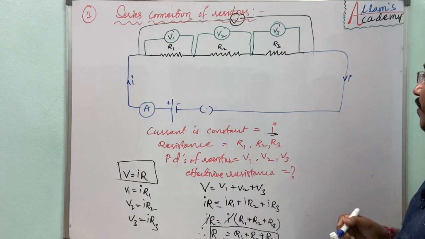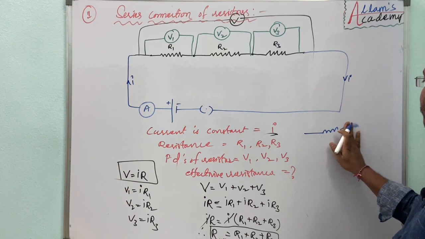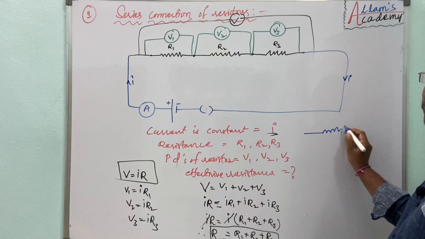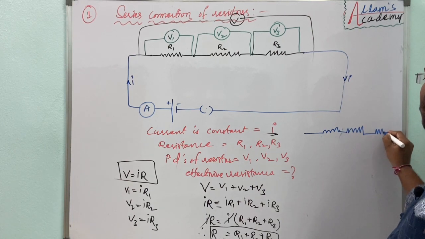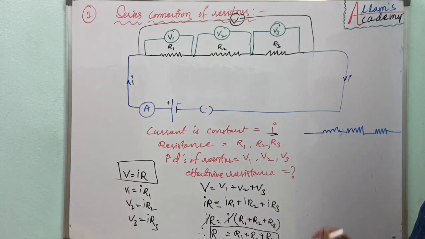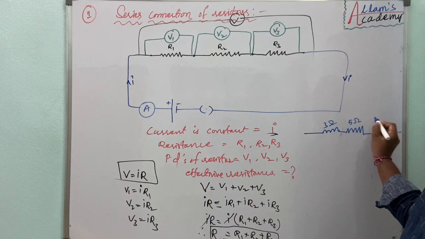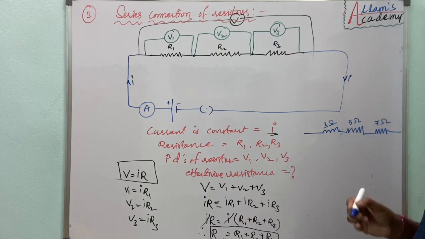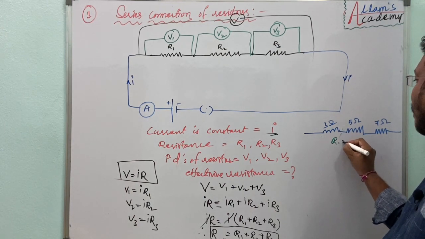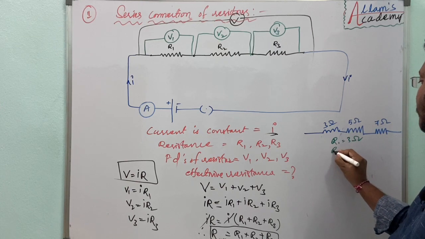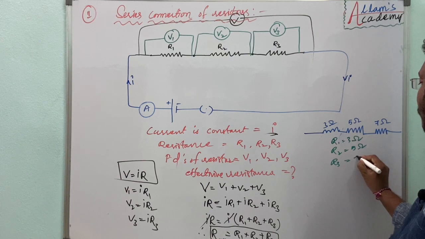For example, in a given question, you will get a question like this. Three resistors are connected in series. One is 3 ohm, one is 5 ohm, one is 7 ohm. Find the effective resistance. How can we find it? This is R1 equal to 3 ohms. This you can take as R2 equal to 5 ohms. This is taken as R3 equal to 7 ohms.